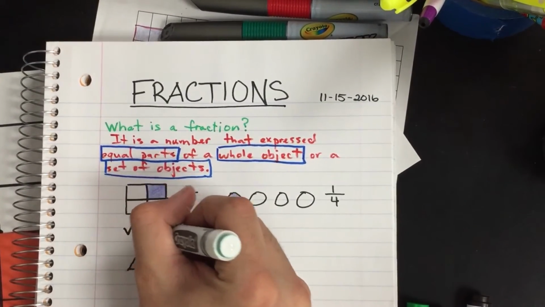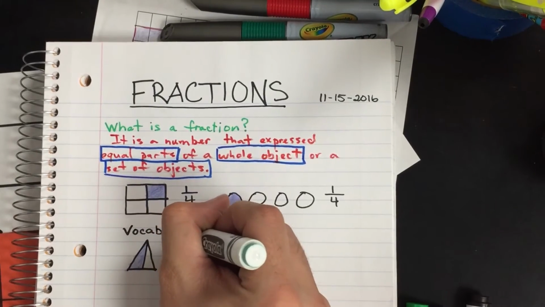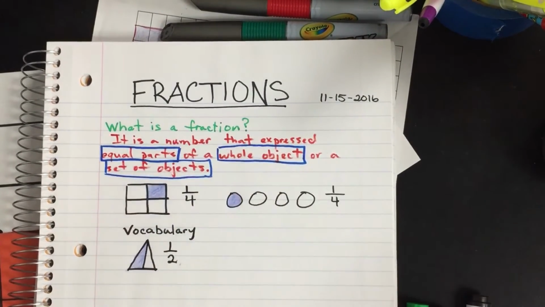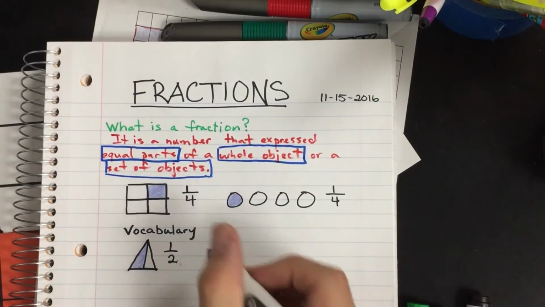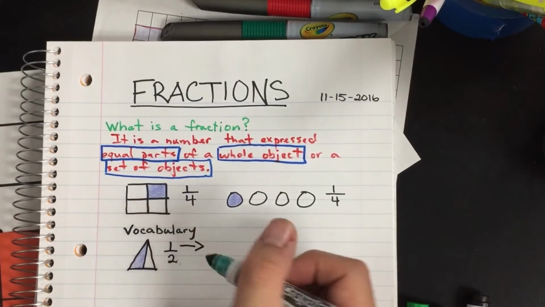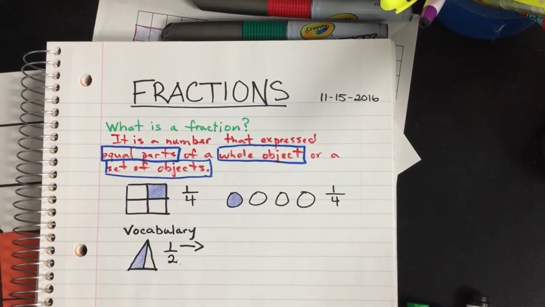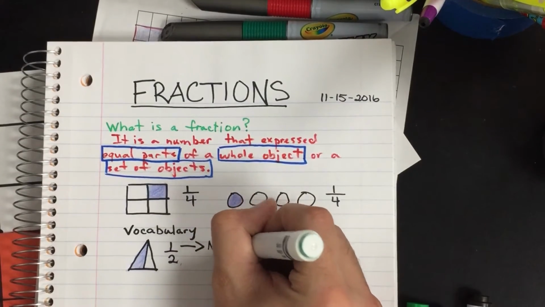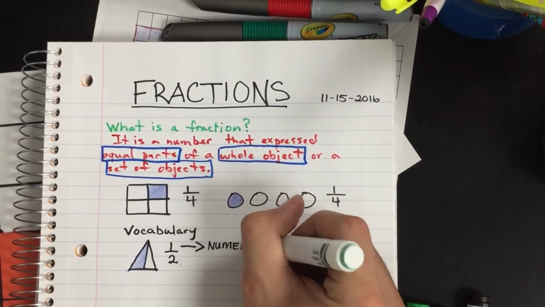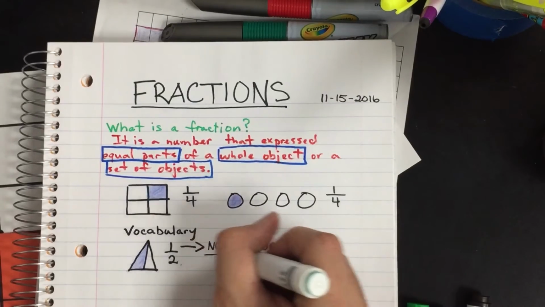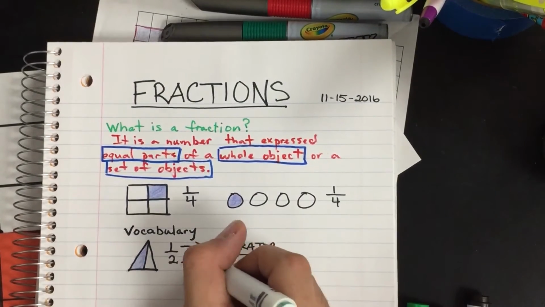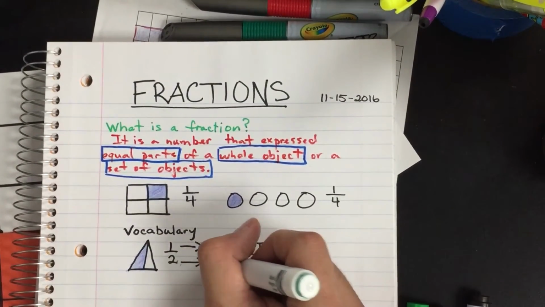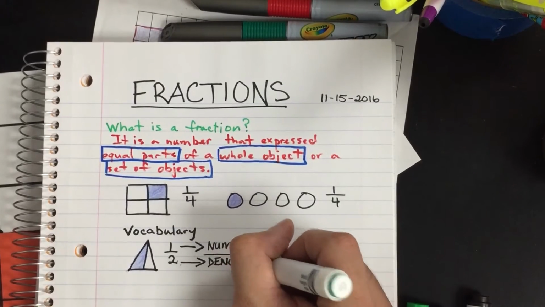So let's talk about vocabulary. It's important that you guys know the terms, right? So we have 1/2. What is the top number called? Anybody know? Numerator. Yeah, there you go. Numerator. And what's the bottom number called? Denominator. Good, Ivan.